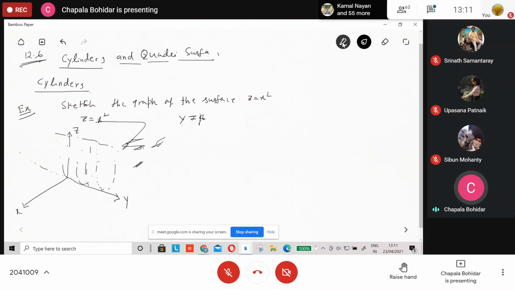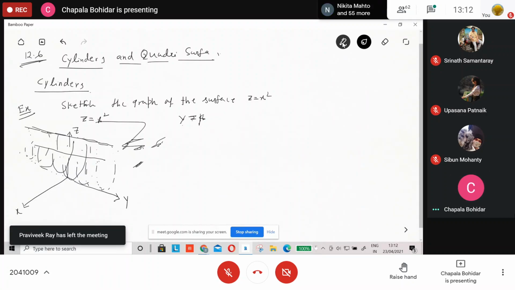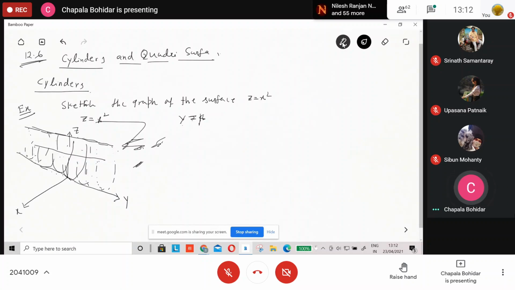Here, it is also a parabola. So they combine here. It is the lower portion and it is the upper portion. So all are vertical planes, at each point of the y-axis, all are vertical planes.